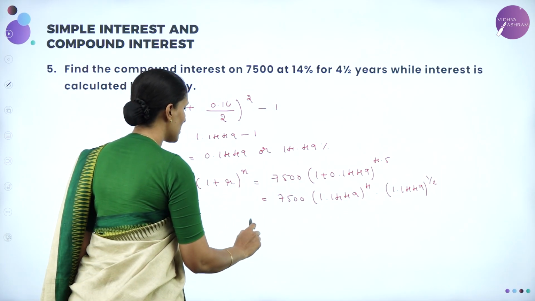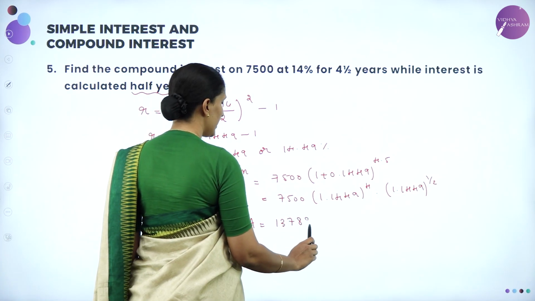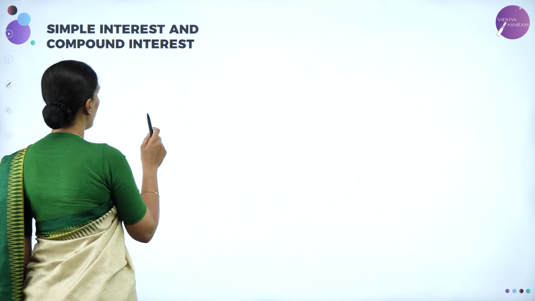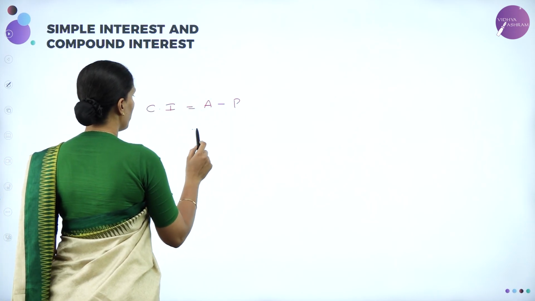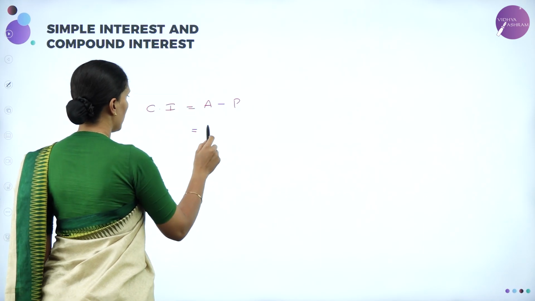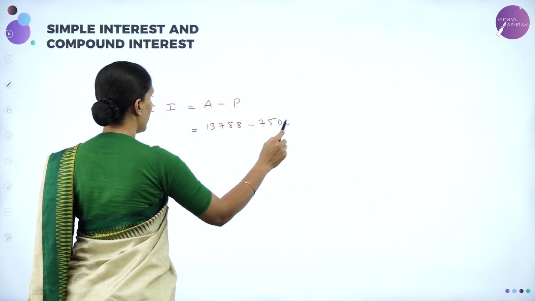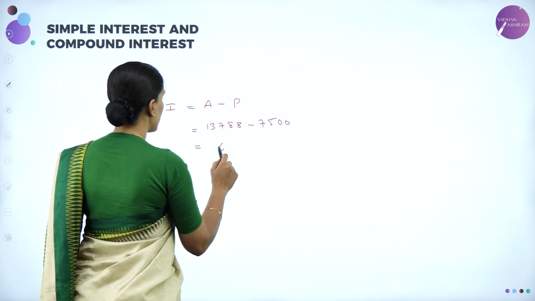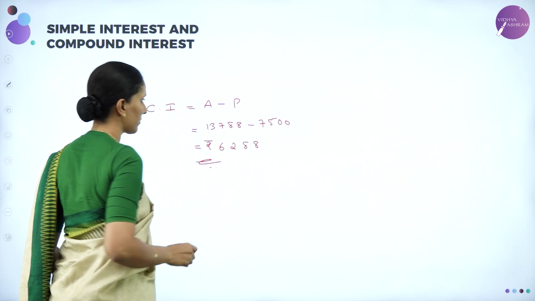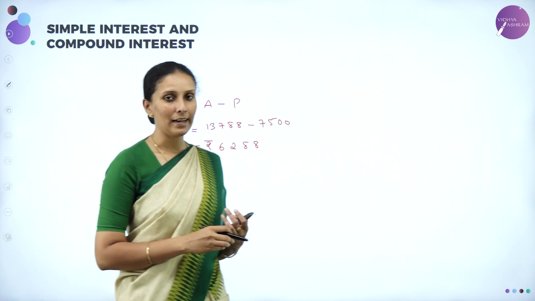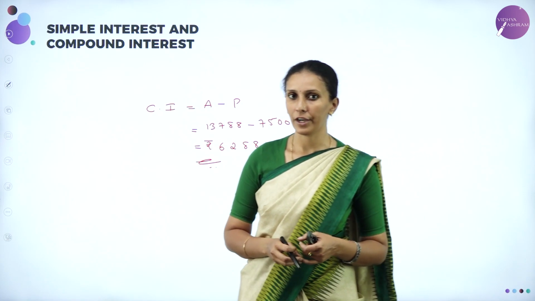So evaluating this, we'll get the final amount as 13,788. Now we need the compound interest. So compound interest is equal to amount minus principal, which is equal to 13,788 minus 7,500. So that is equal to 6,288 in terms of rupees. So like this, we'll calculate the compound interest annually as well as with the help of effective rate of interest.